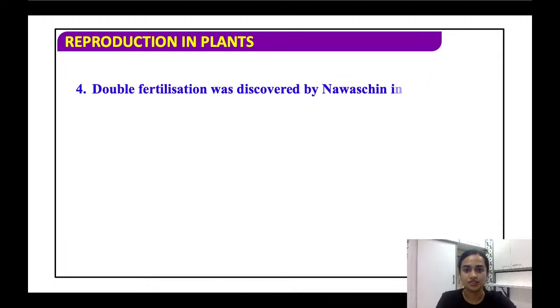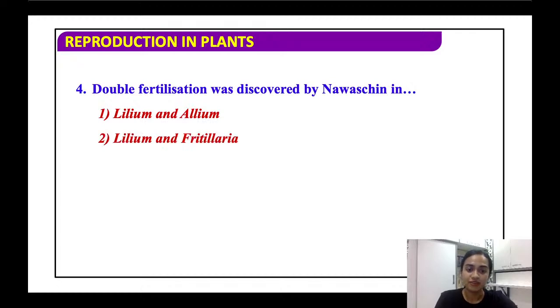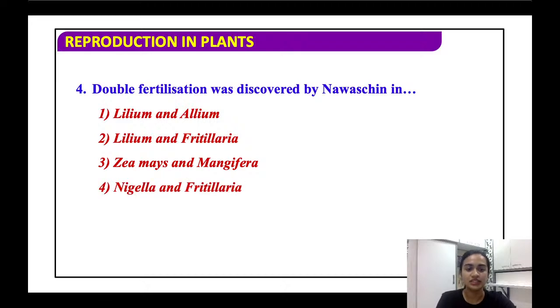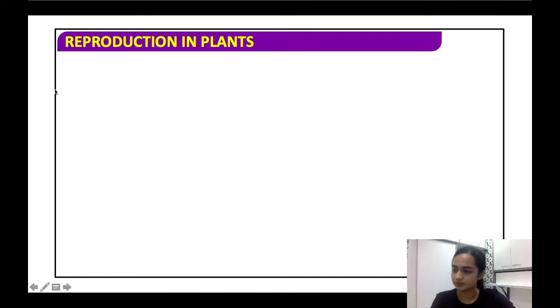Double fertilization was discovered by Navashin in: Lilium and Allium, Lilium and Fritillaria, Zea mays and Mangifera, Nigella and Fritillaria. I did not discuss this point. The answer to this is very important. It is Lilium and Fritillaria. You need to remember this point.